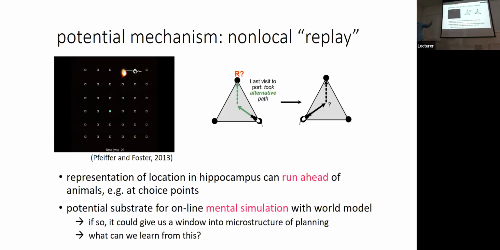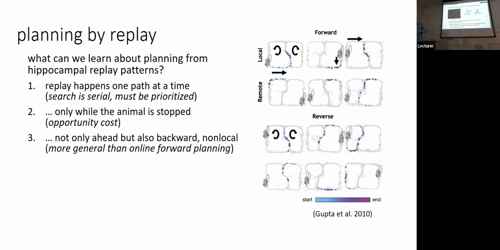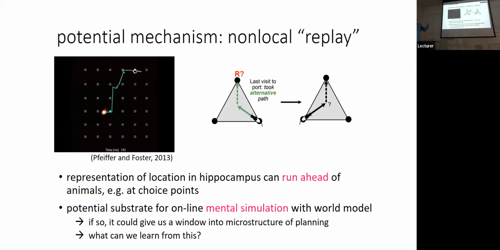Moreover, I mentioned that this only happens when the animal's standing still, right? When the animal's running, the hippocampus, again, can only represent one location, more or less. It's busy tracking his actual location. When he stops, that's when you get this. So it has a sort of opportunity cost. The animal can run, or he can think where to run, but he can't do both at the same time.